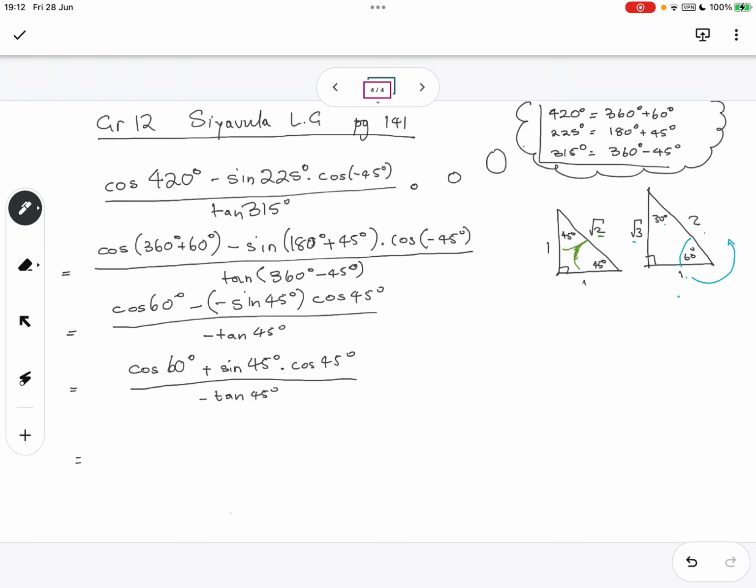So cos of 60 becomes adjacent over hypotenuse, and that's 1 over 2, plus sine of 45 is 1 over square root of 2, and cos of 45 is also 1 over square root of 2. Now these two, they multiply each other.